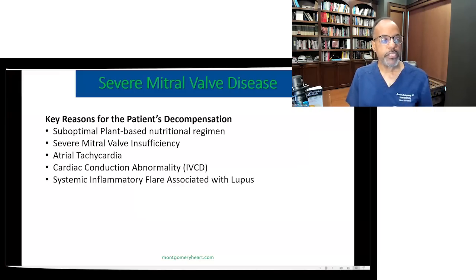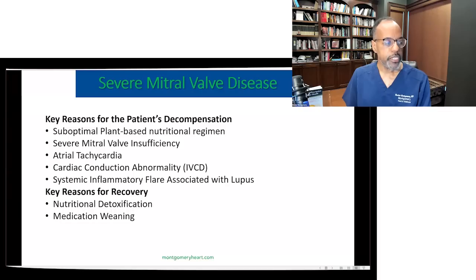So what were the key reasons for decompensation first and foremost? Well, she had a suboptimal plant-based nutritional regimen. She had severe mitral regurgitation, atrial tachycardia. She was having a lupus flare. And all these things were overwhelming our cardiovascular system and put her in decompensation.